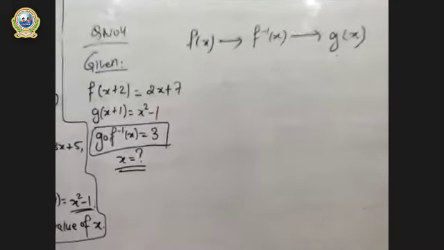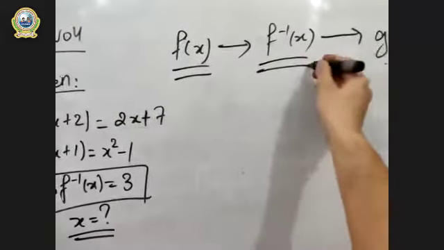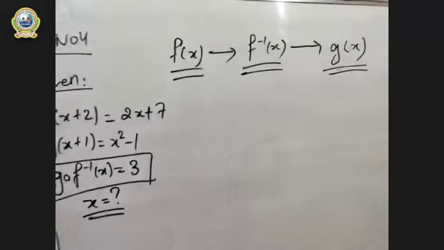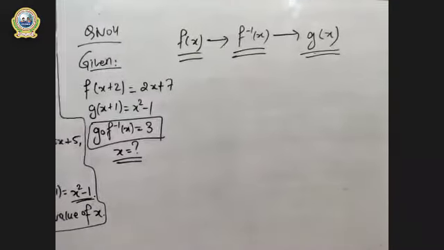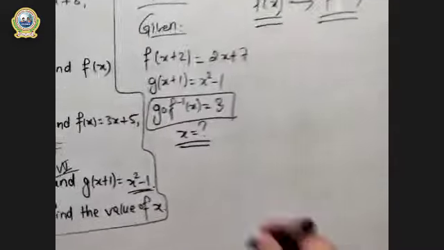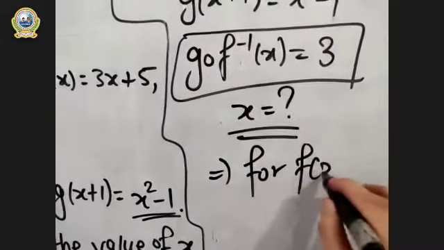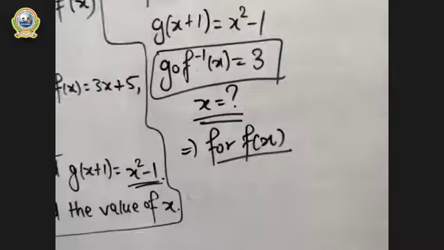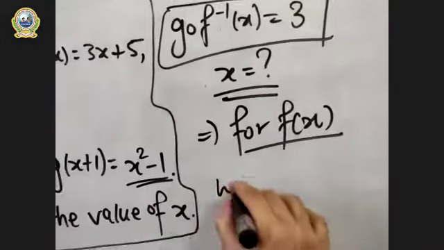The calculations are determined by the nature of our given. Is this clear? So for first arrow, we will do f(x). In second arrow, we will do f inverse x. In third arrow, we will do g(x). In fourth arrow, we will do according to question. Is this clear? So let's start solving, okay? In the first arrow, write for f(x). Is this clear?